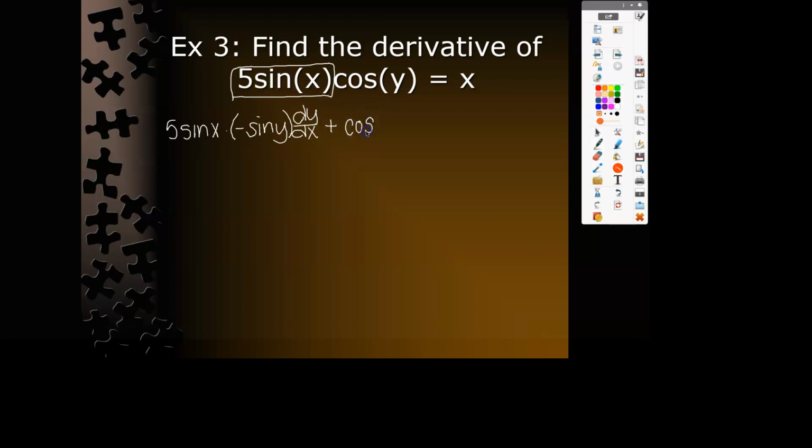Plus cosine y times derivative of 5 sine x. So that's 5 cosine x. And this time, since it's equal to x, derivative of x is 1. Cleaning it up, I have negative 5 sine x sine y dy dx equals 1 minus 5 cosine x cosine y.